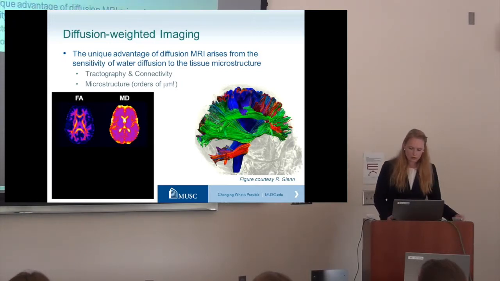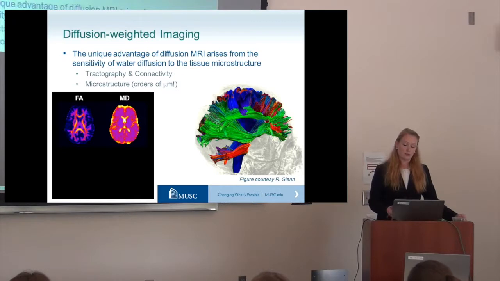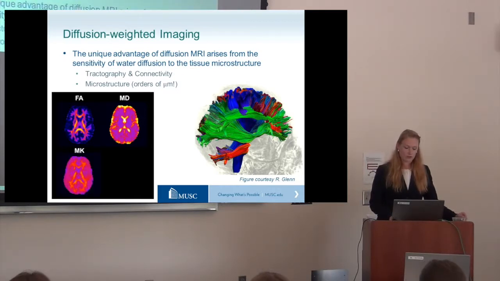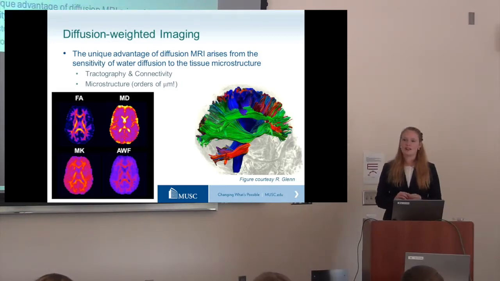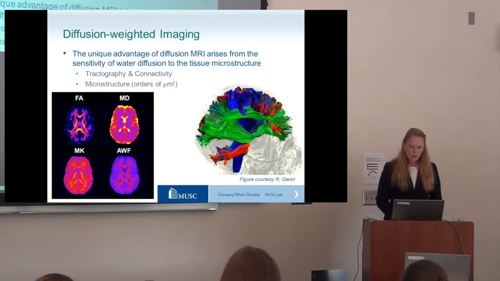But then I want to introduce to you some other measurements of microstructure in this talk, one of which is called mean kurtosis, something that we can calculate that will give us a measurement of complexity of the tissue. And another measurement that we'll introduce at the end is called axonal water fraction, which gives us an idea of the amount of water that's particularly inside of the axons, which could tell us something about, for example, axon density.